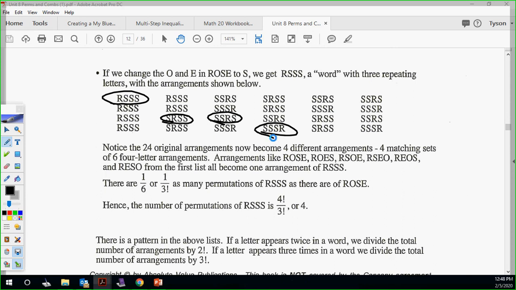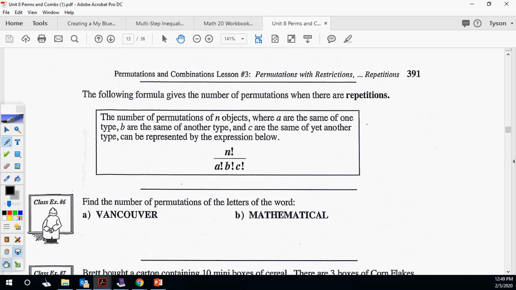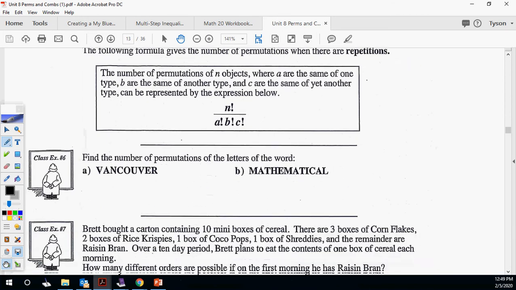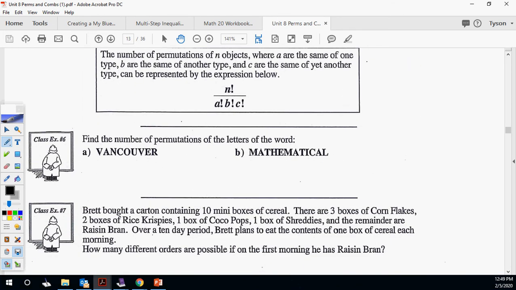All right, so that's just illustrating it for you. This is the formula: the number of things you have divided by the repetitions of what's being repeated. Why does it say A, B, and C? Some words can have 2 S's and 2 L's. So if you have 2 S's and 2 L's, what do you have on the bottom? 2 factorial, 2 factorial. So you can have more than one type of repetition, so don't think it's just one number.